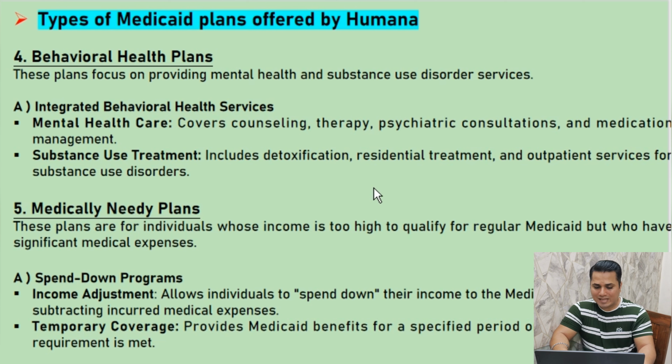Number five, medically needy plans. These plans are for individuals whose income is too high to qualify for regular Medicaid but who have significant medical expenses. A. Spend down programs. Income adjustment allows individuals to spend down their income to the Medicaid eligibility level by subtracting incurred medical expenses. Temporary coverage provides Medicaid benefits for a specified period once the spend down requirement is met.